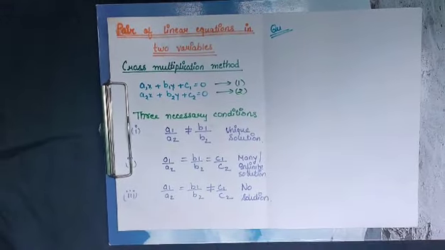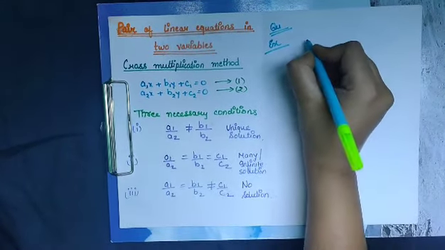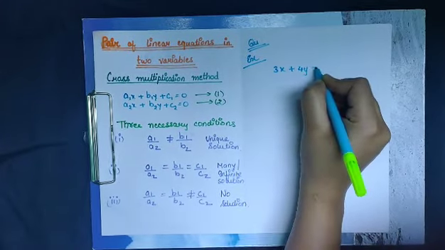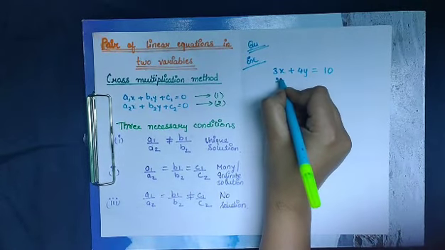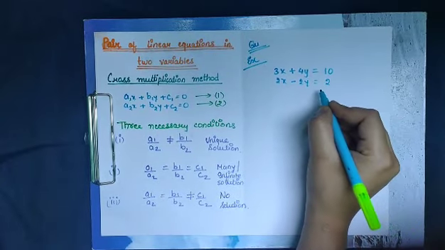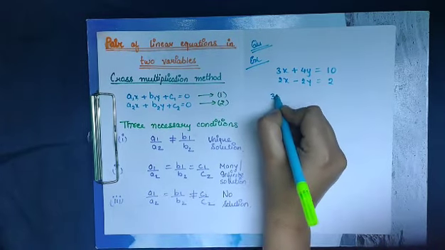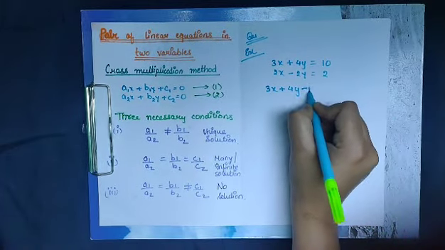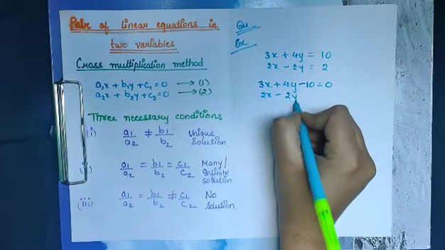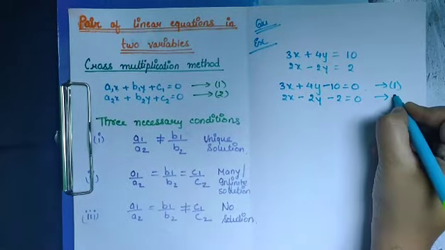Let's take an example to understand this point clearly. 3x plus 4y equals 10 and 2x minus 2y equals 2. First, let's write them in standard form, that means in the form of equation 1 and 2. So 3x plus 4y minus 10 equals 0 and 2x minus 2y minus 2 equals 0. Name this as equation 1 and this as equation 2.